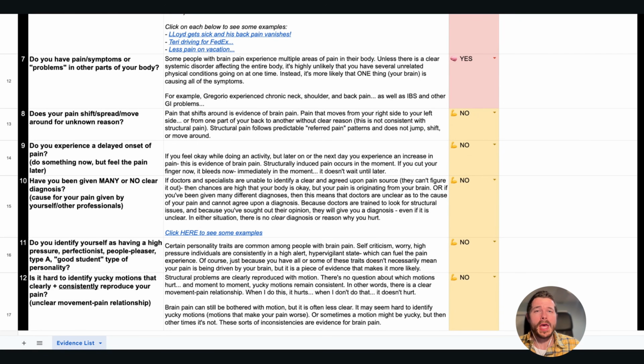So, do you feel okay while you're doing an activity? Walking, biking, hiking, going to the gym, whatever it may be, going to physical therapy. But then later on that day or the next day, symptoms are through the roof, you flare up. If I hit your finger with a hammer now, it hurts now. And it hurts later. Not many people hit their finger with a hammer and say, it was fine while I was hitting it with a hammer, but then the next day it hurt. That would be weird. That would be inconsistent with a structural problem. You would have to say, yes, I do experience delayed onset of pain, if that's true.